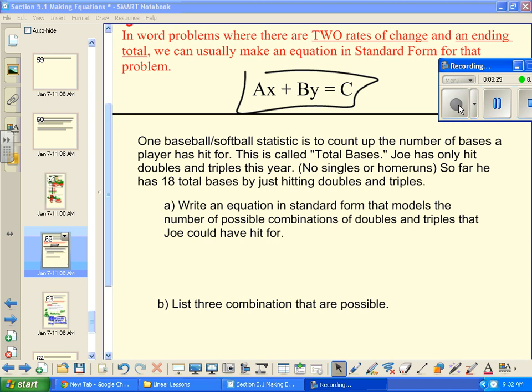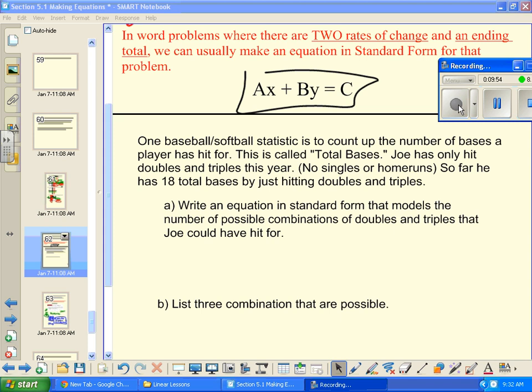So I've got an example I've made up of a problem that will set up nicely with a standard form equation. It'd be a little tougher to set it up with slope-intercept, but it's a linear equation, and it'll set up nicer in this form. The problem says one baseball slash softball statistic is to count up the number of bases a player has hit for. This is called total bases.